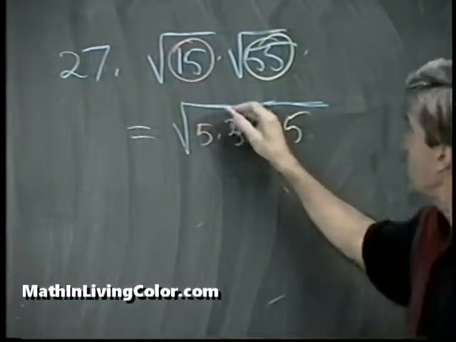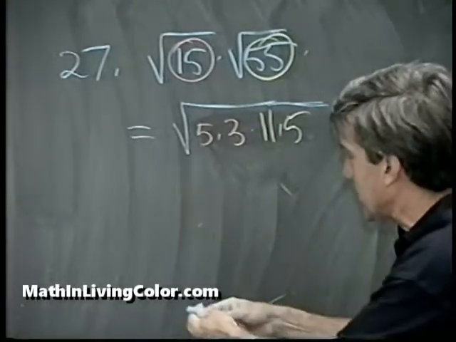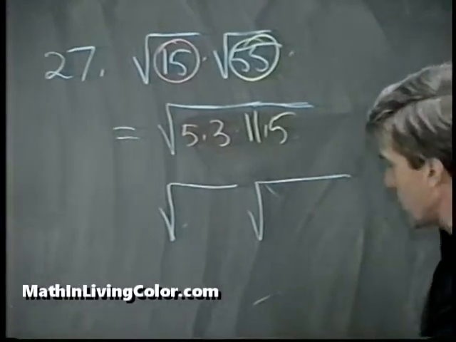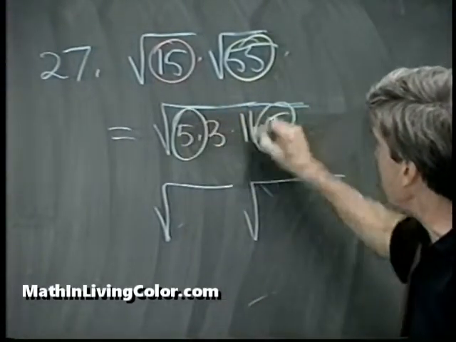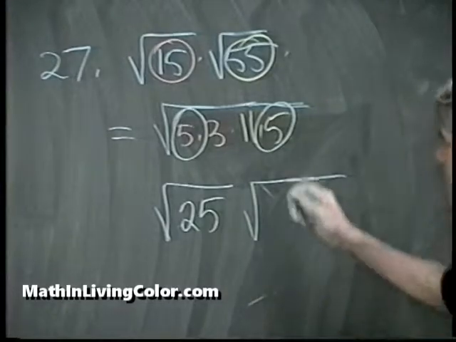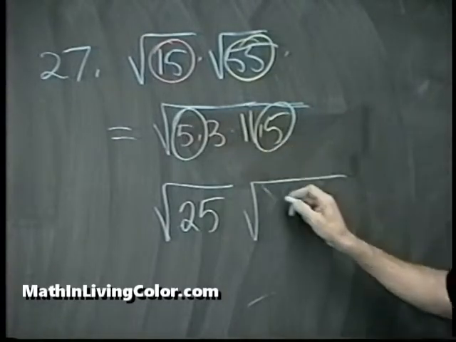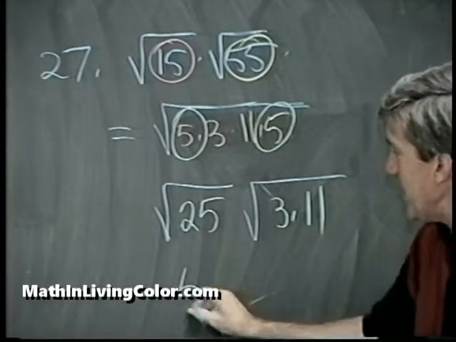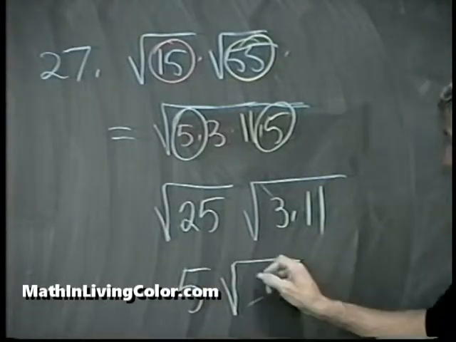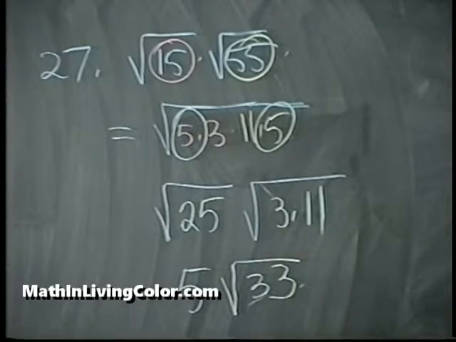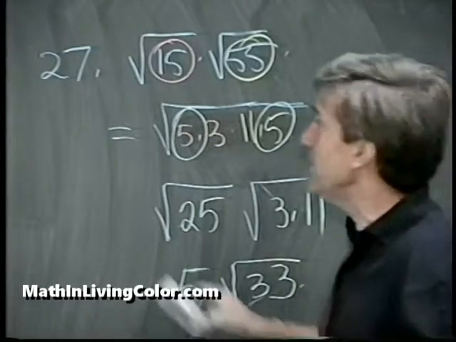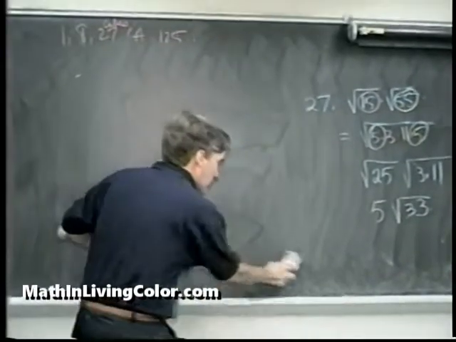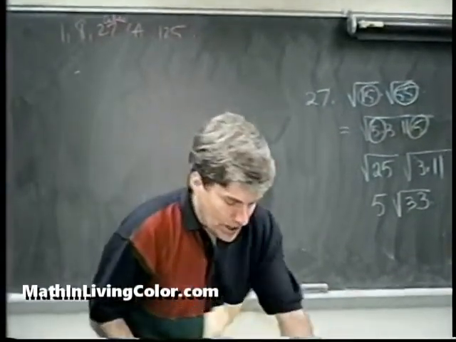Okay? So if you take that 5 times 5, we could split this up now and make it the square root times the square root, where we'll take the perfect squares, 5 times 5, that would be 25, and take the leftover numbers, which is 3 times 11, so you'd end up with 5 times the square root of 33. Okay? So that's a handy way to do a product. Instead of multiplying it out and getting a big number, break it down into its prime numbers.